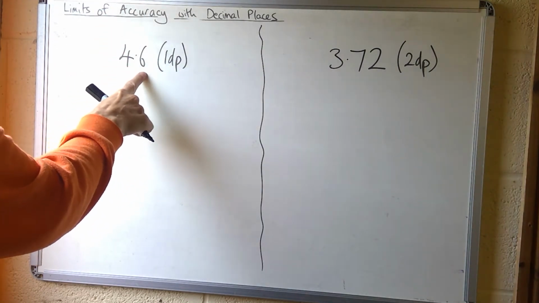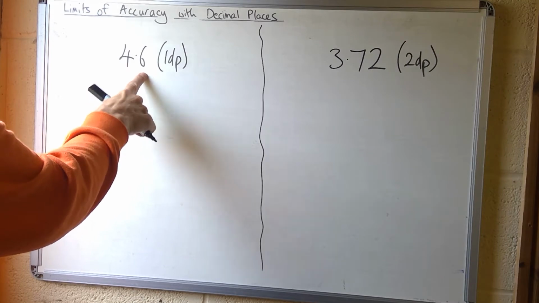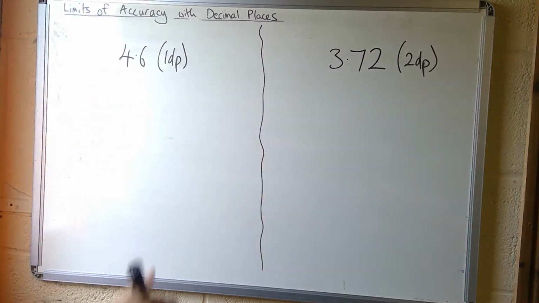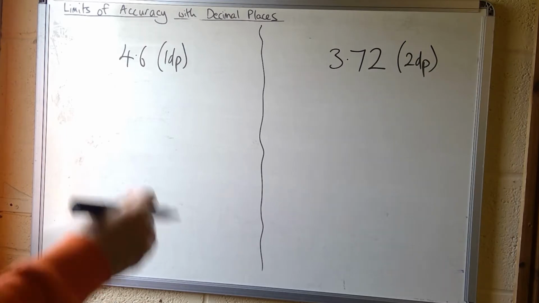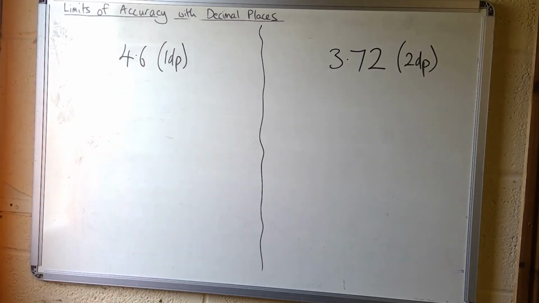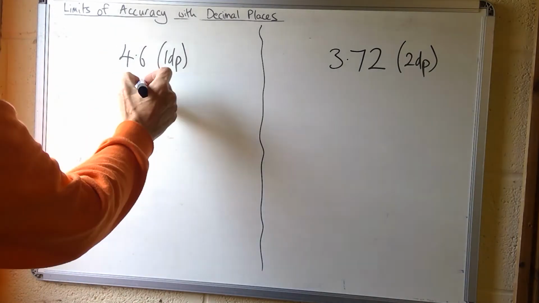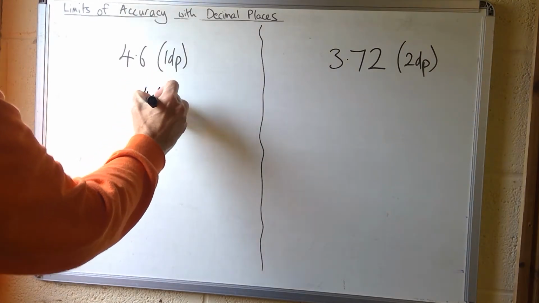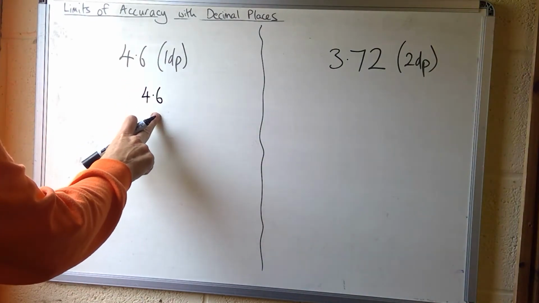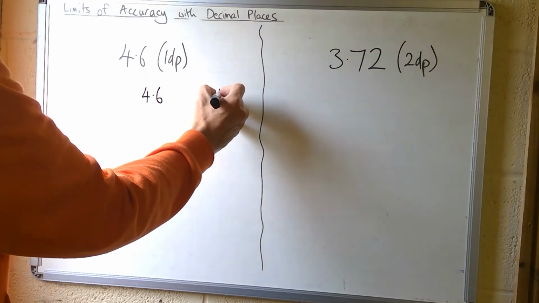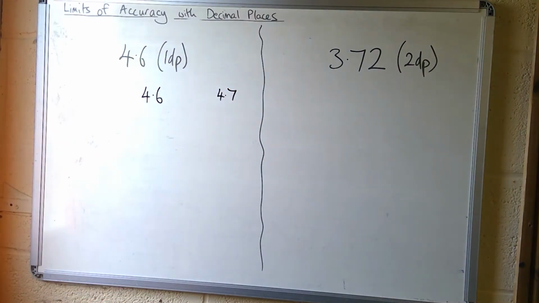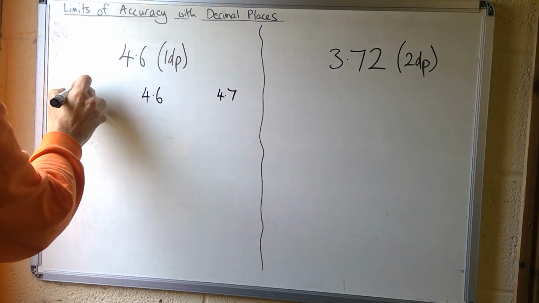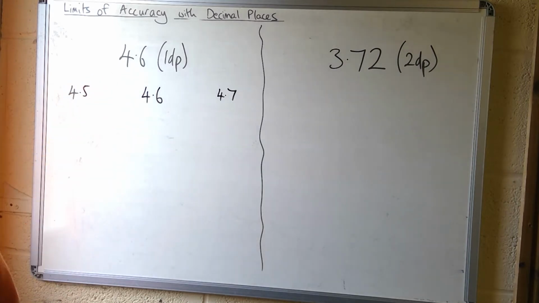I've got 4.6, a number that's been rounded to 4.6 to one decimal place. And I want to find the limits of accuracy, the upper and lower bound of what that number could have been. So I'm going to use the idea of a scale again. So it's been rounded to 4.6. The next one decimal place number would be 4.7. The previous one would be 4.5.